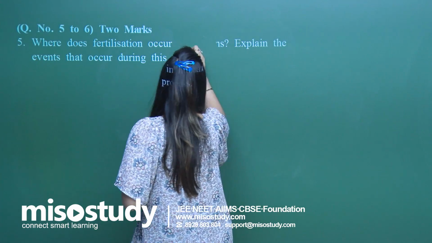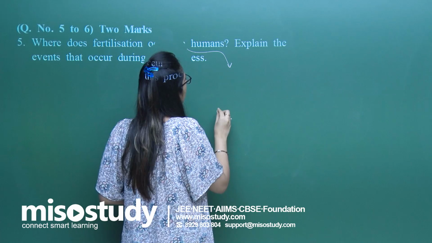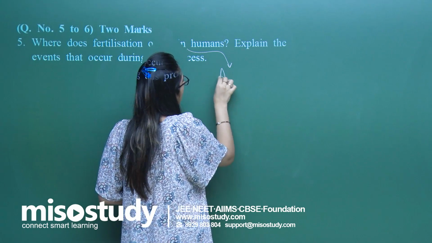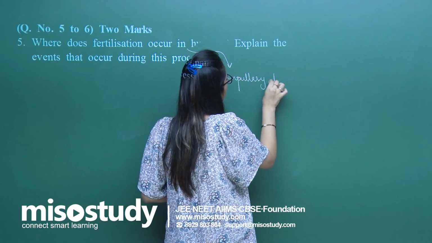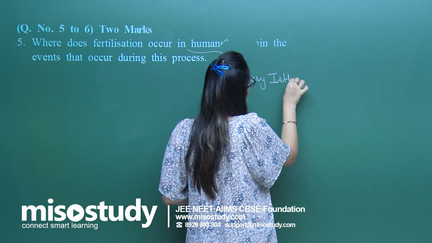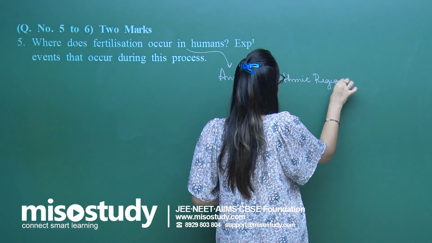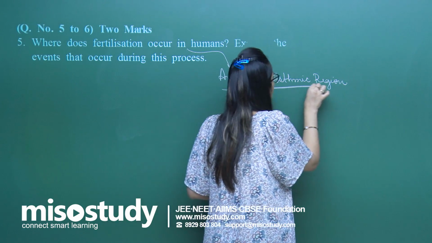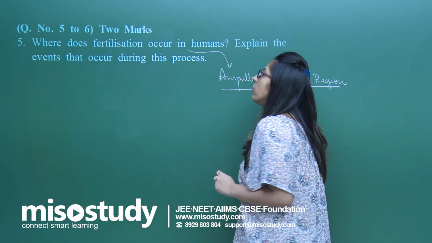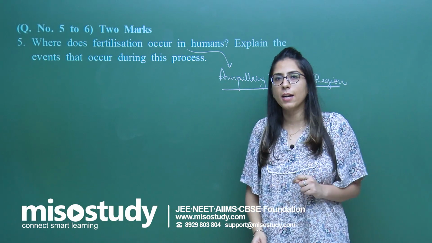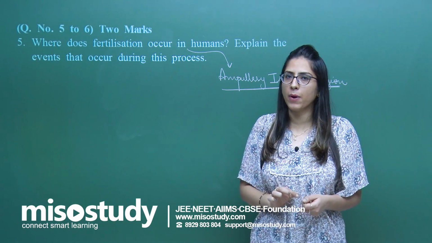To be more precise, I can say that in the fallopian tube, the fertilization occurs in the ampullary-isthmic region. In that particular region, the fertilization happens. Now, we have to explain the whole event that occurs during that process. So first of all, you have to explain each of the points step by step.